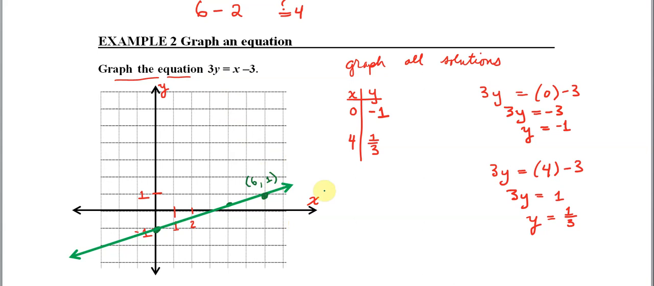If we take 1 and plug it in for y, we get 3 times 1 equals 6 minus 3. On the right side we get 3, on the left side we get 3. They're equal to each other. So any single point that you pick on this line, those exact coordinates will make this equation true. Because that's what we mean by graphing the equation.